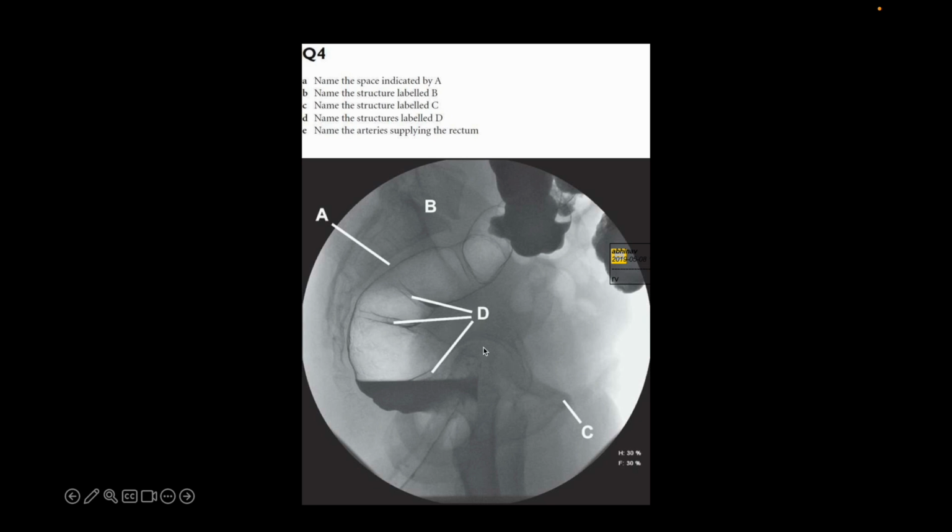D is the rectal folds or rectal valves. In the rectum, the Houston valves, basically, you can say rectal folds or valves. And then C would be the pubic tubercle, because this is the anterior part of the pelvis here. And then it's asking what arteries supply the rectum: superior, middle, and inferior rectal arteries.